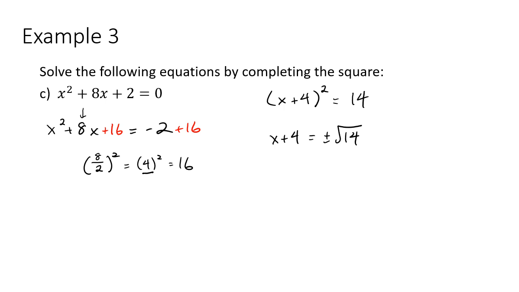14 is 7 times 2, so there are no perfect squares in 14. That does not reduce. And so last but not least, we just need to subtract the 4 across to the other side. Still put it in front of the plus or minus sign. So our two solutions would be negative 4 minus the square root of 14 and negative 4 plus the square root of 14.